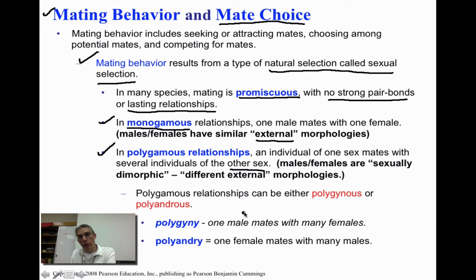Polygamous relationships can be either polygynous or polyandrous. Polygyny is where one male mates with many females, and this tends to be the norm. Polyandry, on the other hand, is a little bit less likely to occur, but it does occur in some animals. This is where one female mates with many males.